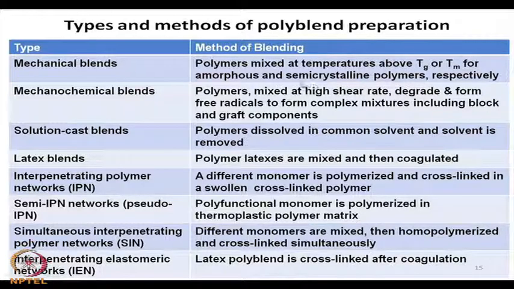Now, if the polymers are semi-crystalline in nature, then the polymers are to be further heated to a higher temperature beyond Tg, near their melting temperature or softening temperature. At that softening temperature, the semi-crystalline component polymers can mix easily and form a blend, that is known as mechanical blending.